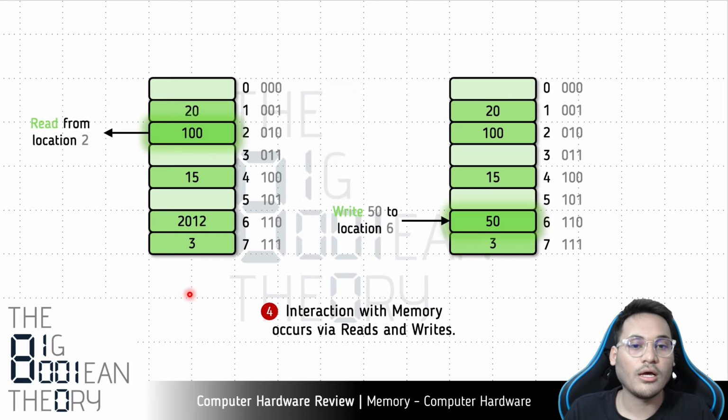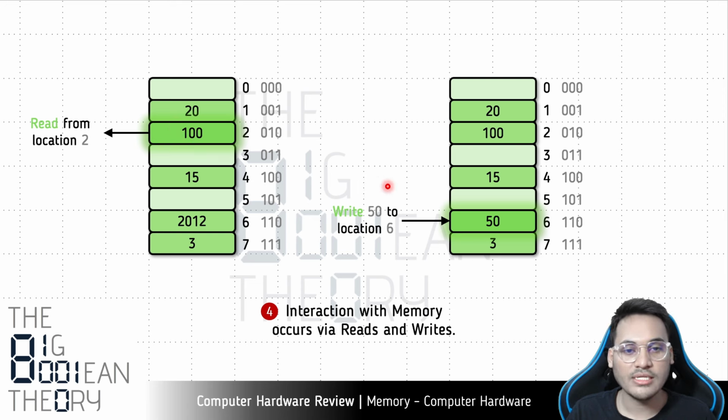Now let us look at how the interaction with the memory happens. Interaction with the memory happens using two types of operations. One is called read, the other is called write, and they are very simple operations. Reading means you want to get the data that is present at a particular address. In this example, read from location 2. The user supplies the address, and the data at that location is returned to the user. This is how the read operation works. In this case, the value 100 will be returned to the user.